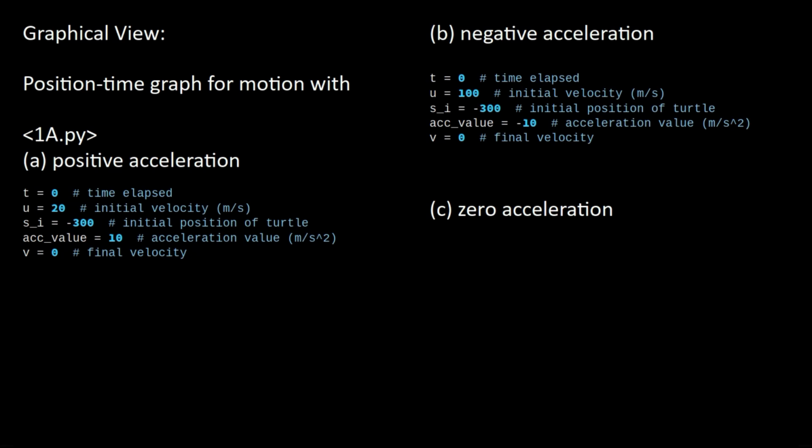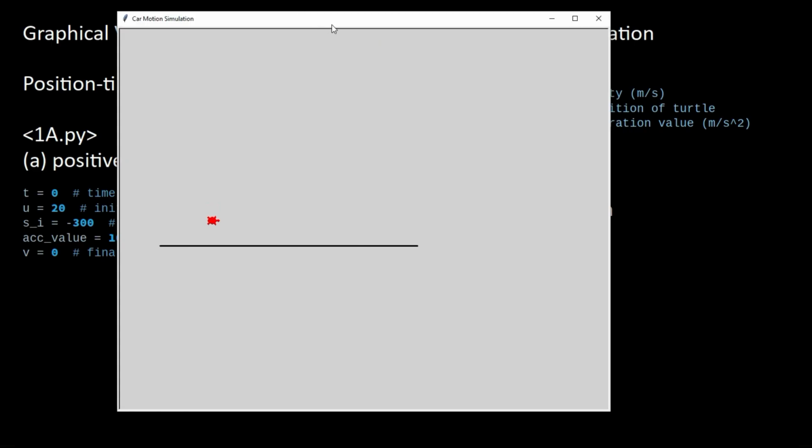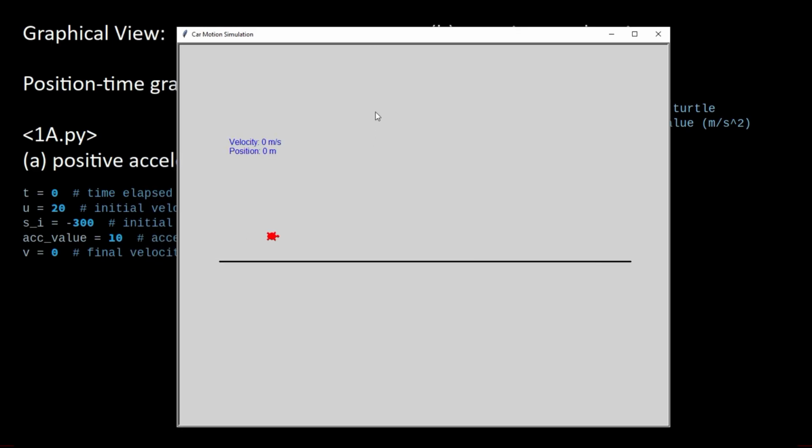Let's look at the position time graph for acceleration. So we have a set of scenarios over here. We need to observe the position time graph for positive acceleration. Say we have an object which is already moving to the right.